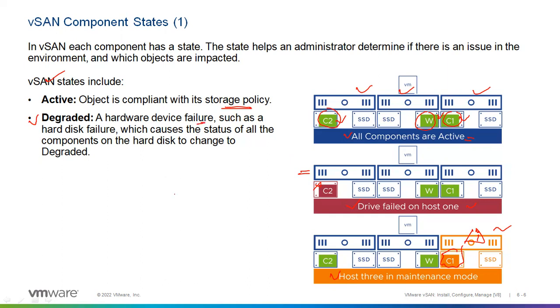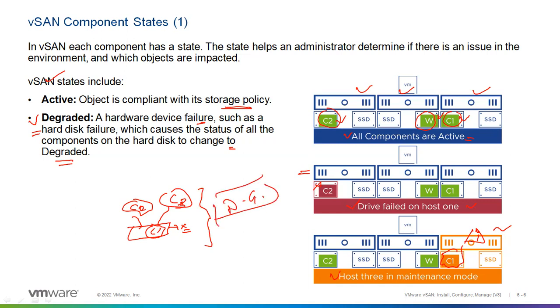Okay, failure means, for example, if a particular component is written on a particular hard disk and that hard disk has failed, which causes the status of all components on the hard disk to change to degraded. So all the components on this particular hard disk will go into the degraded state. It's not only the C1 component from one of the objects being written, there could be other components as well. So all these components go into a degraded state. Another way to say it, it's a pure failure state as considered by your vSAN cluster.